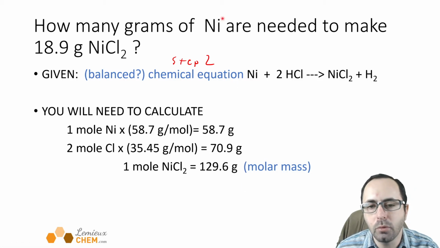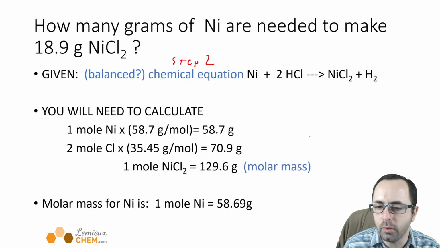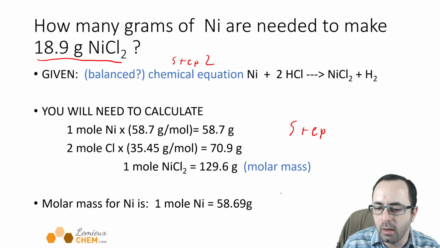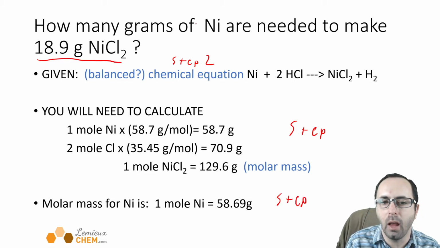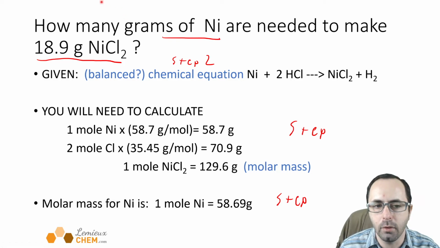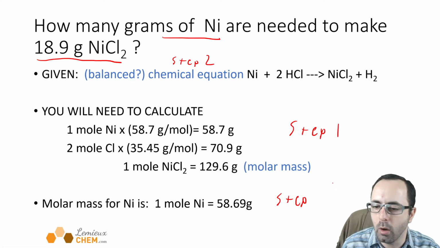Now for the nickel atoms, that's pretty easy. We just read it from the periodic table. Molar mass for nickel is 58.69 or 58.7 grams. Either one is okay. All right. So we've got the molar masses. We've got the balanced equation. We're going to need this one for step 1 because we're given grams of nickel 2 chloride. We're going to need this one for step 3 because in the end we're asked to get grams of nickel. So this is like our substance A is nickel 2 chloride and our substance B is nickel atoms. So this one we'll need for step 1, this one for step 3.